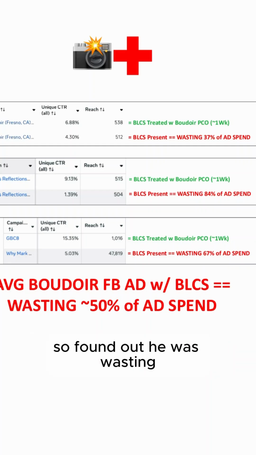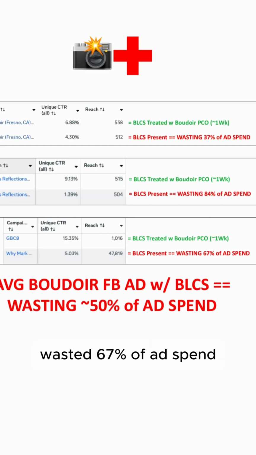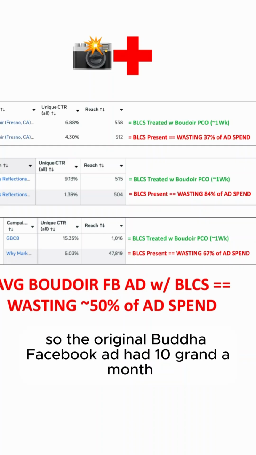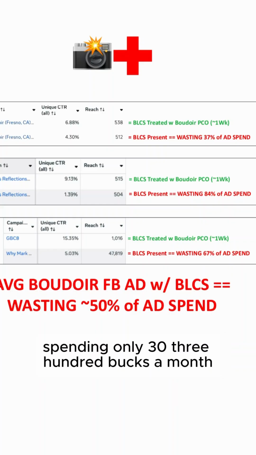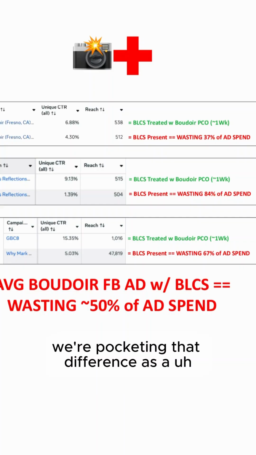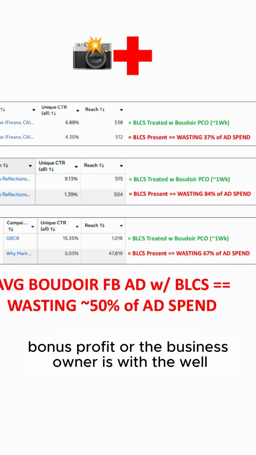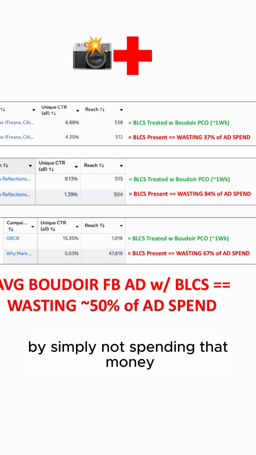So I found out the original boudoir Facebook ad was wasting 67% of ad spend. The original boudoir Facebook ad had 10 grand a month and we'll get the same number of women's brands as the Boudoir Pico treated ad, spending only 3,300 bucks a month. So that whole difference, we're pocketing as a bonus profit, or the business owner, the boudoir photographer is, 6,700 bucks a month in bonus profit by simply not spending that money.